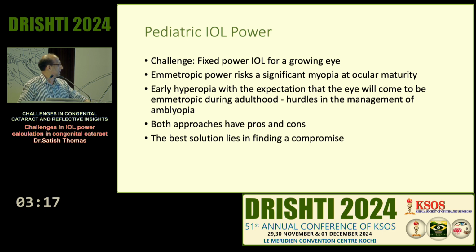Now coming to the pediatric IOL power, the challenge is that we are going to put a fixed power IOL for a growing eye. So if we choose an emmetropic power when we are operating, then that risks a significant myopia when the eye finally matures in size. If we go for an early hypermetropia with the expectation that the eye will become emmetropic during adulthood, then we are going to face the challenge of management of amblyopia. So both these approaches, either emmetropia or early hyperopia, have their own pros and cons, and the best solution lies in finding a compromise between these two.